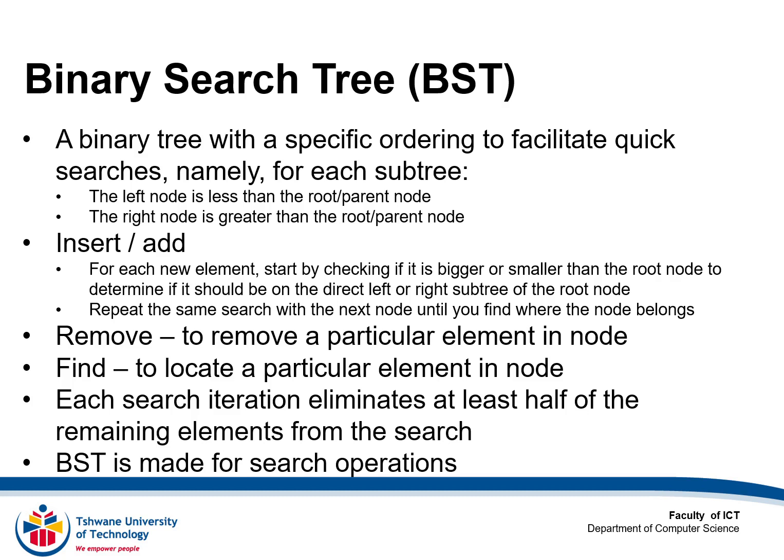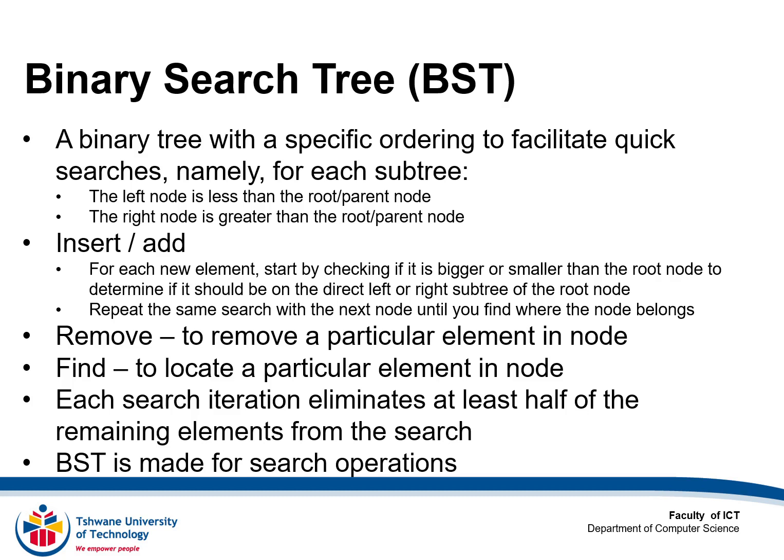Another operation one can perform is a removal, which is when you remove a particular element or node from the tree. Another is a find or search or traverse, which is used to locate a particular element in a tree. Each search iteration in a binary search tree eliminates at least half of the remaining elements from the search.